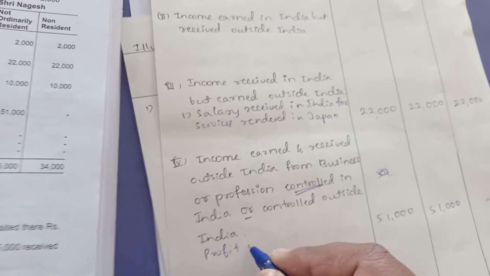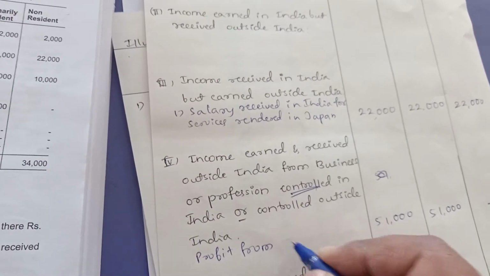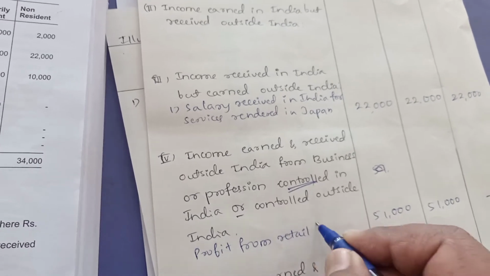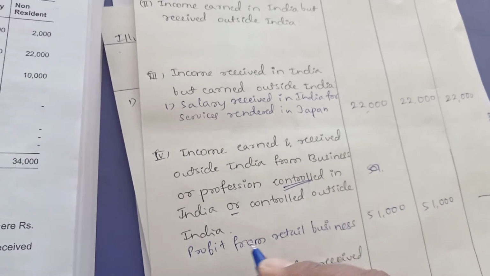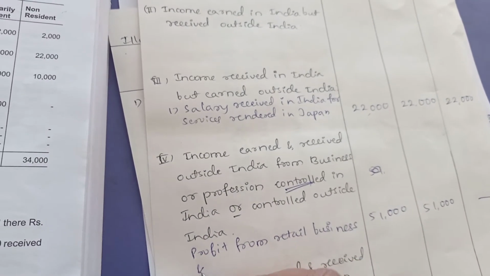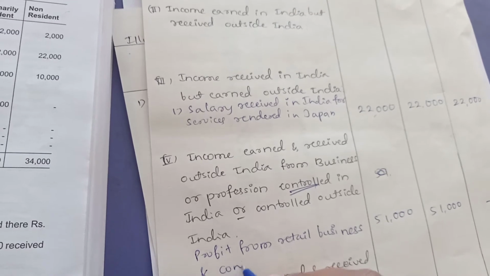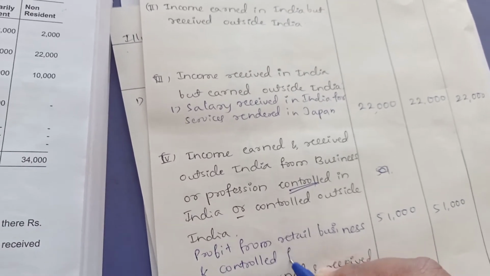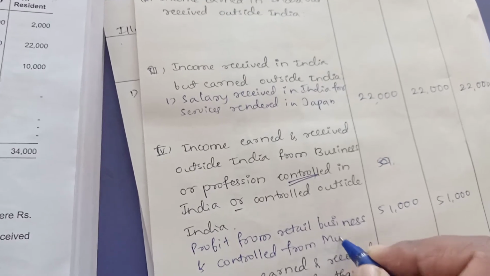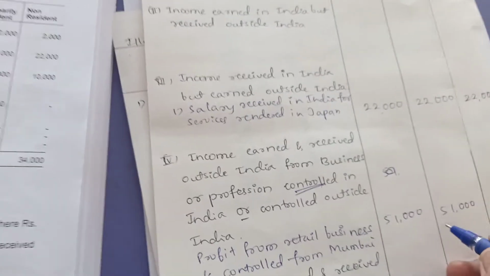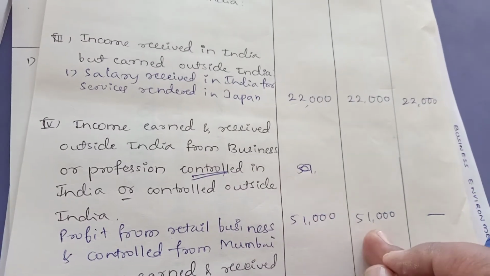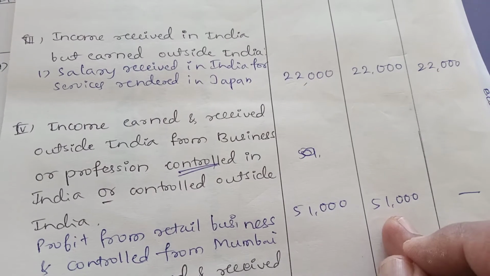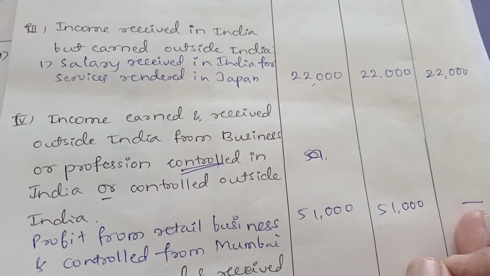Profit from retail business and controlled from Mumbai, amounted to rupees 51,000. When it is the word controlled, in the first two types of SSC it should be taxable and the last SSC will be not taxable. That is why nil amount. Go through the next item.